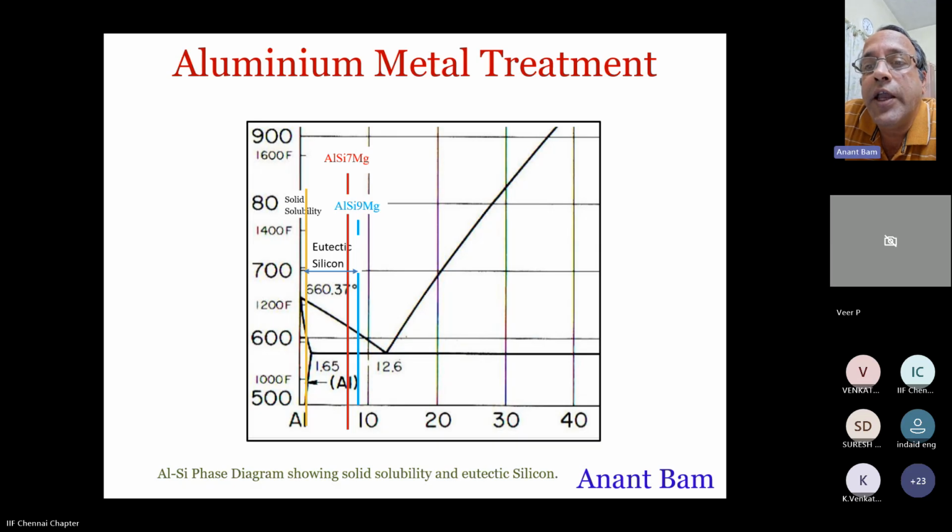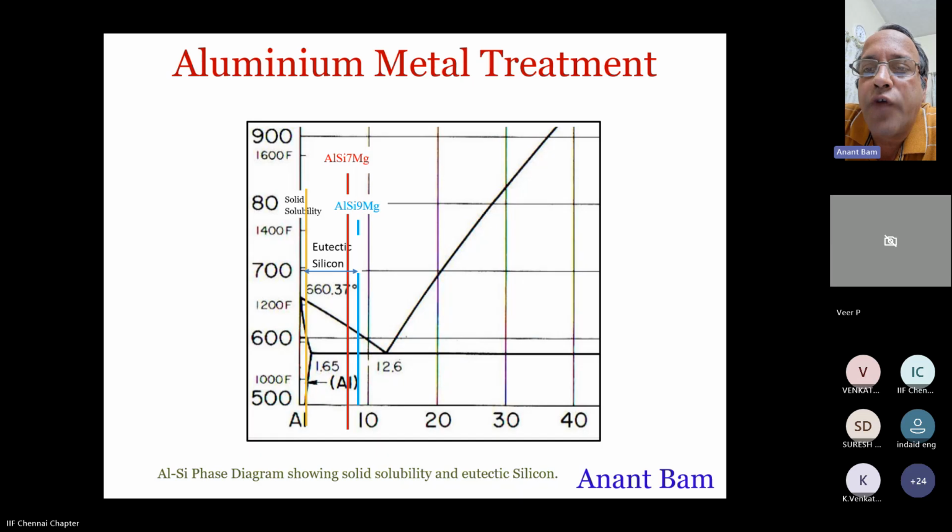Next is AlSi9Mg, that's the blue line. That is another popular alloy. Now, the difference between solid solubility and the red line or blue line is the eutectic silicon. Whatever is in solid solubility, that silicon will appear in the alpha phase.